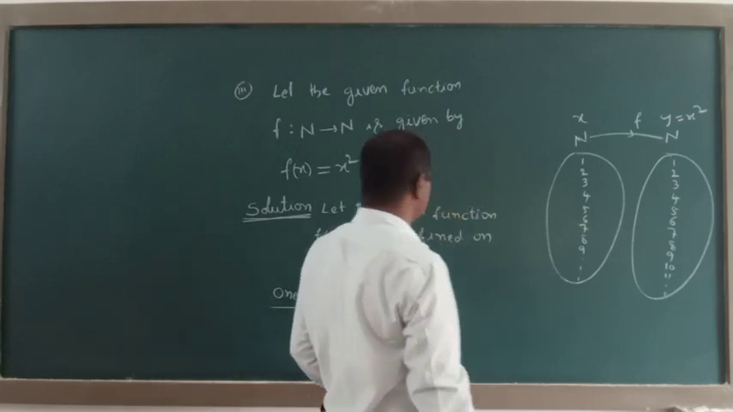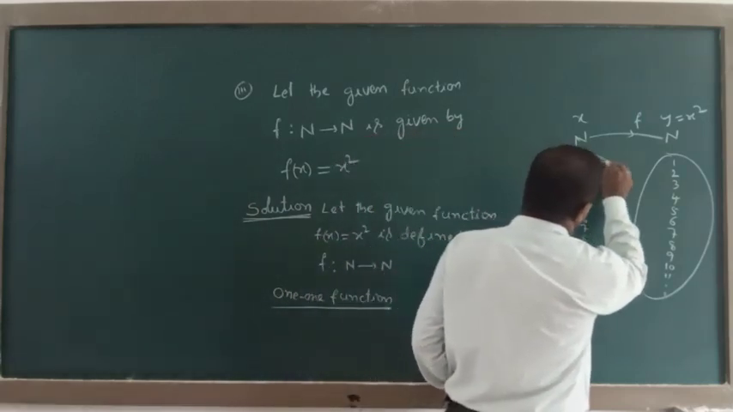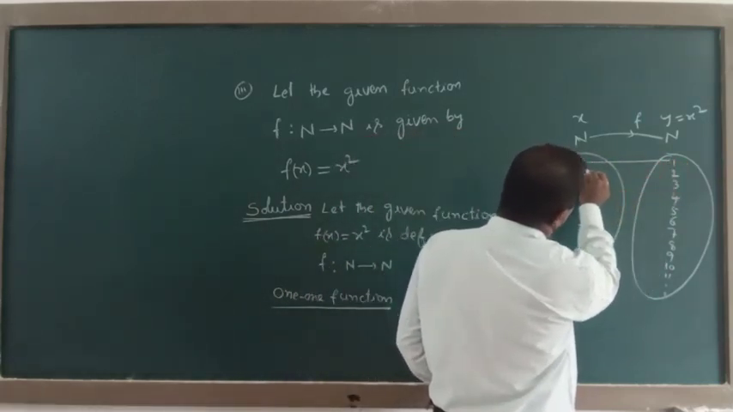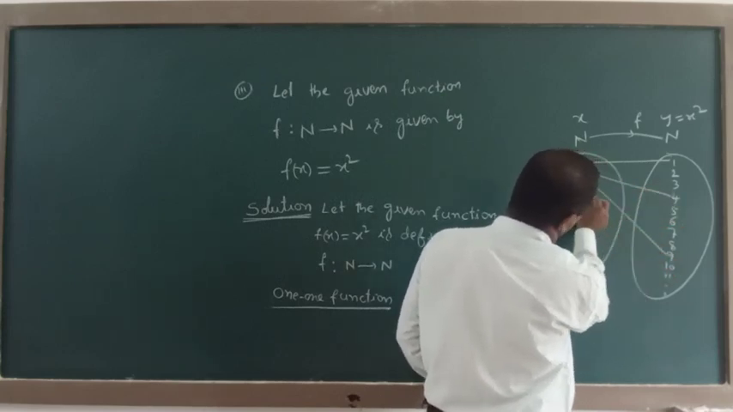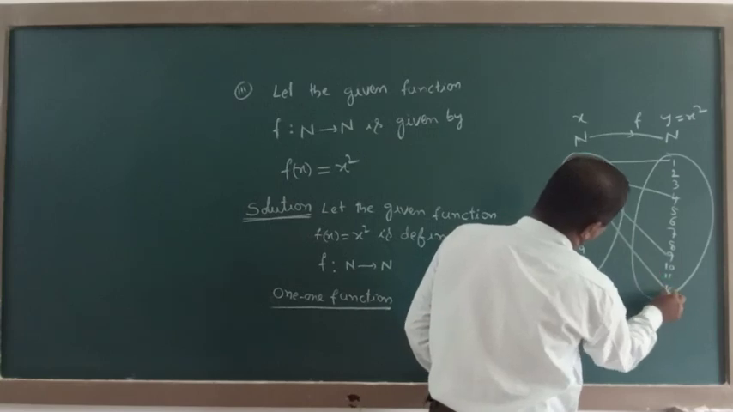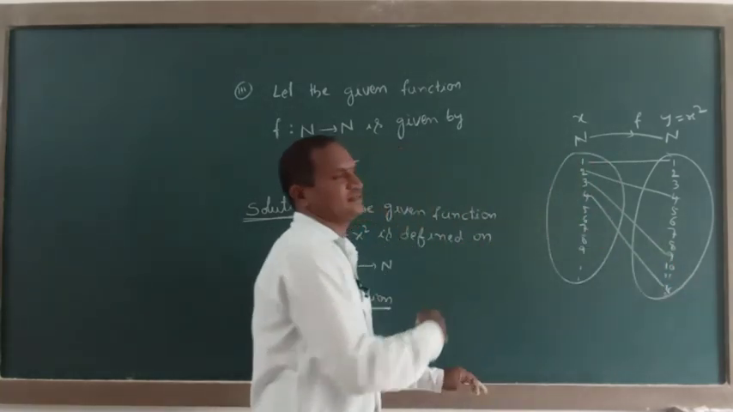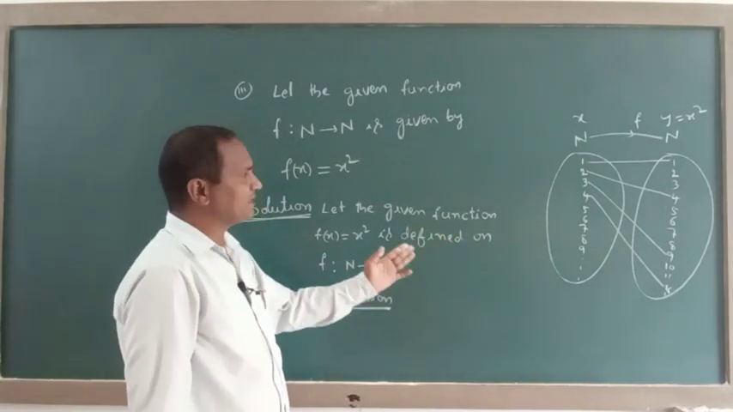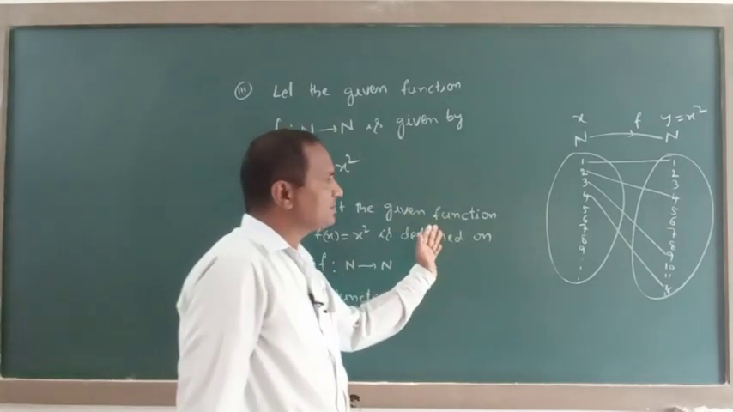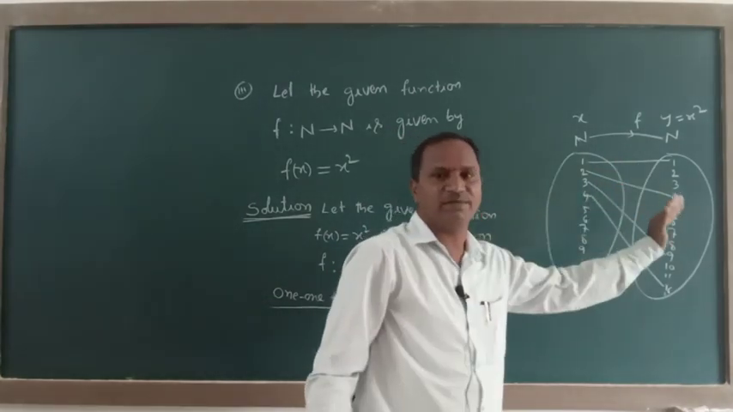f of 1 is equal to 1 square, 1. 2, 2 square, 4. 3, 3 square, 9. 4, 4 square, 16. Like that we will get here different elements and different images. That's what, by showing this diagrammatically, different elements are associated with different elements.